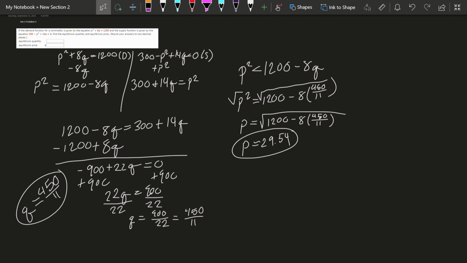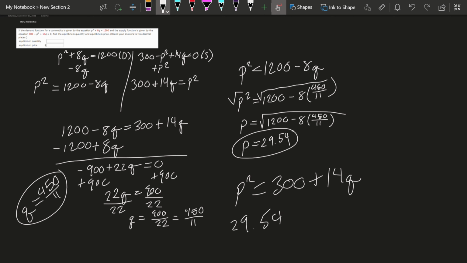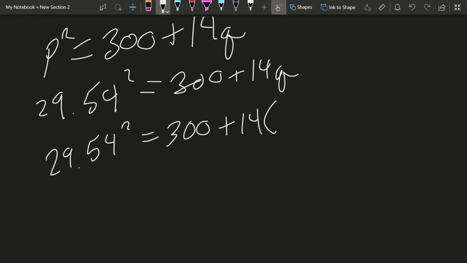Now what we need to do is check our work. To check our work, we put our values into our second equation, since we used the first equation to solve for the p value. So our second equation is p squared is equal to 300 plus 14q. From here, our p is 29.54 squared is equal to 300 plus 14q. Our q value is 450 over 11.